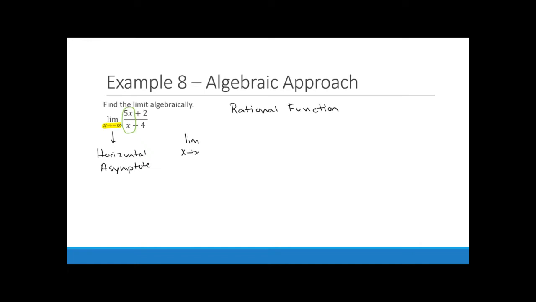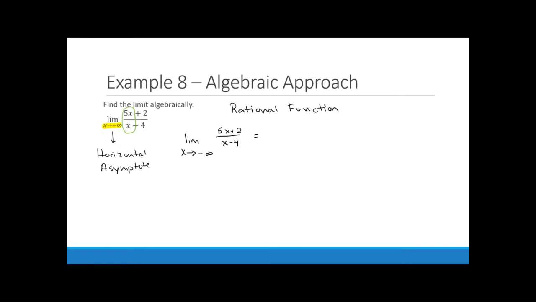Make sure my negative doesn't disappear. x goes to negative infinity, we have 5x plus 2 over x minus 4. Think about what happens as x is getting really, really small and going to negative infinity: you're doing 5 times negative infinity plus 2. Adding 2 to something close to negative infinity doesn't really matter because you're still near negative infinity. In the bottom, you have x minus 4. If you're going to negative infinity and then subtracting 4, you're still at negative infinity.